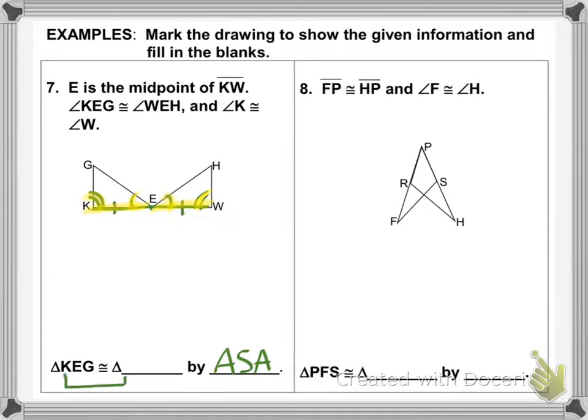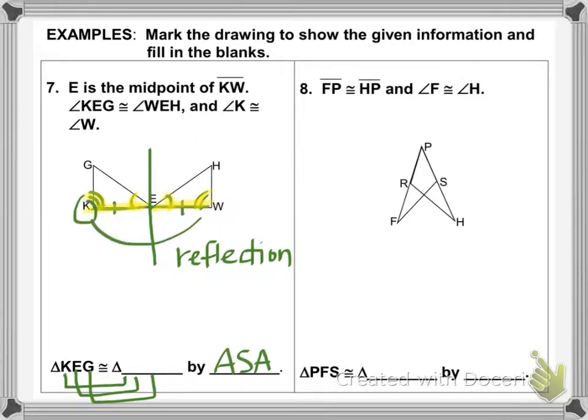So we're going to finish up this congruent statement. To me, it looks like these are being reflected over this imaginary line. So use that transformation to help you write your congruent statement. K is going to reflect over to W. E reflects right onto itself. And then G reflects over to H. So there's that one.